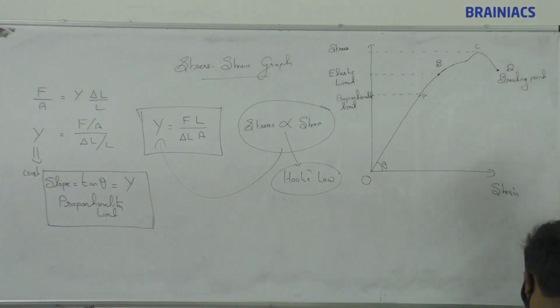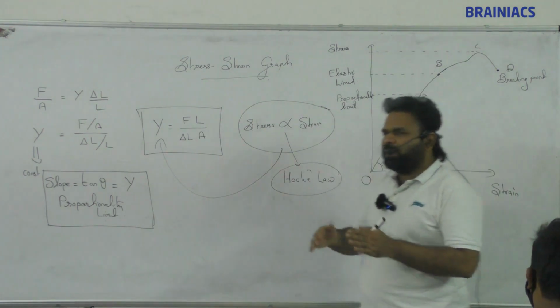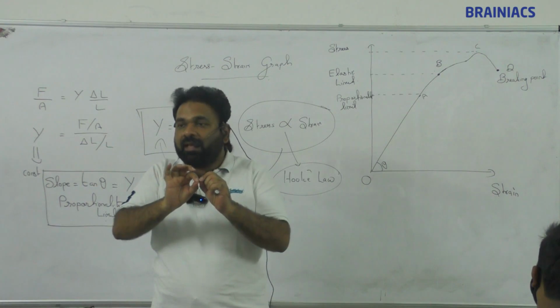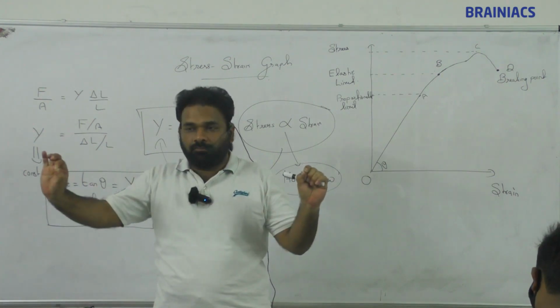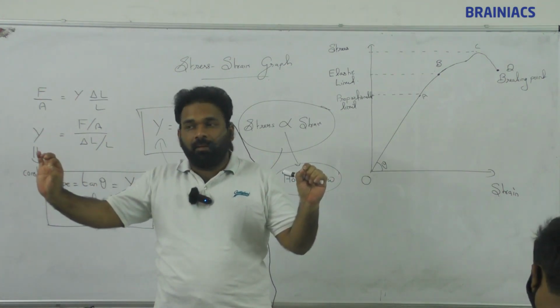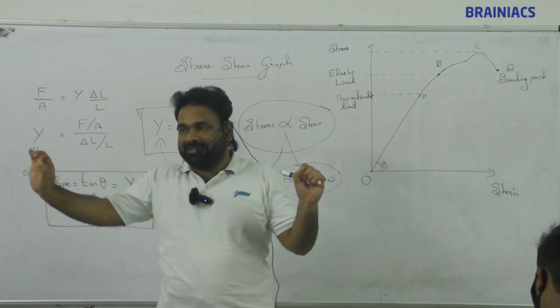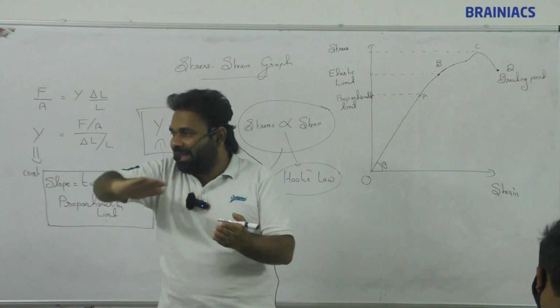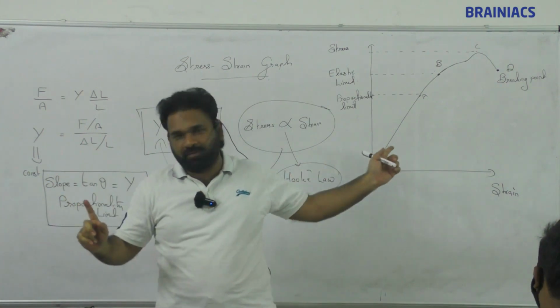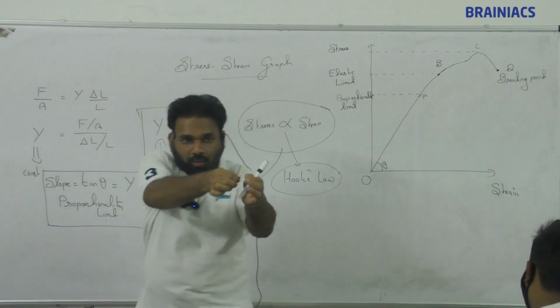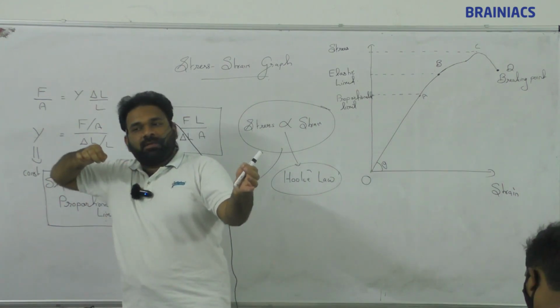Okay, children, without breaking, how much can we elongate something? That is ductility. Malleability is flattening, that is also fine, that also fits here. Ductility means we can draw the material into fine wires.